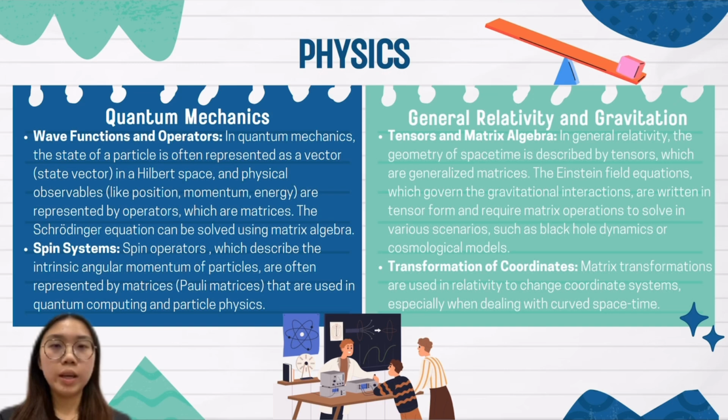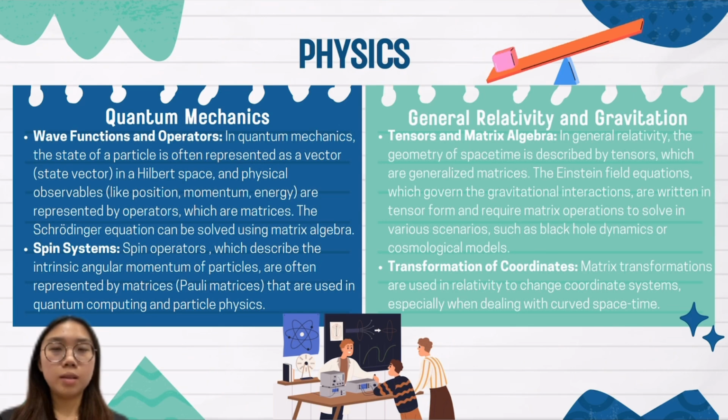In addition, is in the physics fields. Let me start with quantum mechanics. In quantum mechanics, the state of particles is often represented as a vector in a Hilbert space, and physical observables like position, momentum, and energies are represented by operators which are matrices.